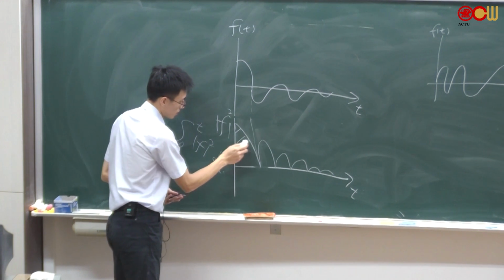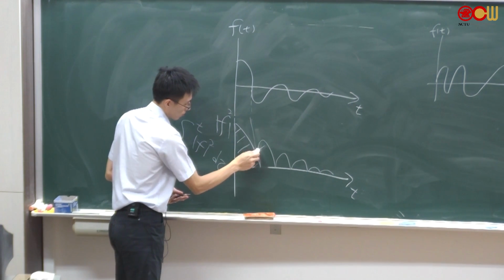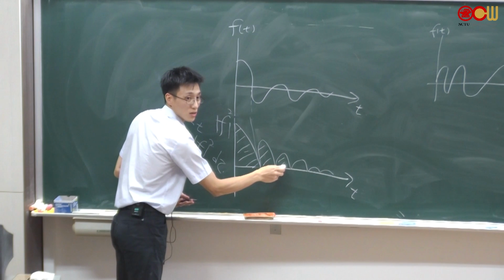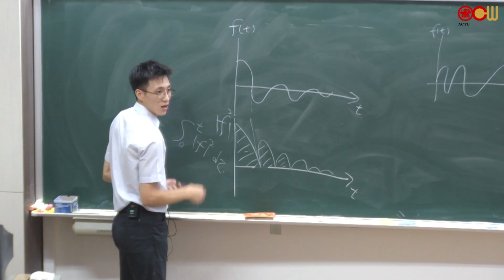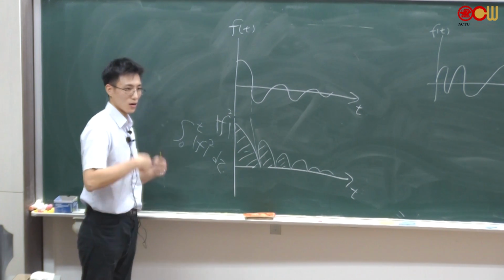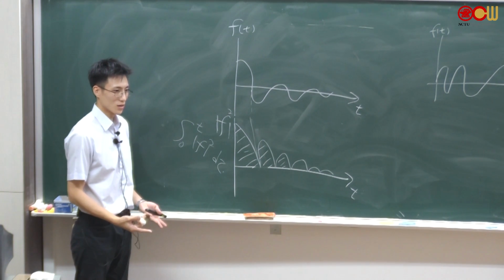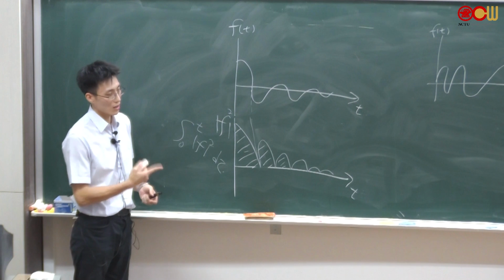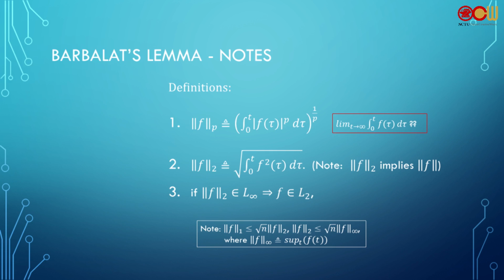Basically, it is the area of all these pieces, right? If the summation of all these areas is finite or exists, then it's an L2 function. And here are some properties: the L1 norm is upper bounded by the L2 norm and the L infinity norm.